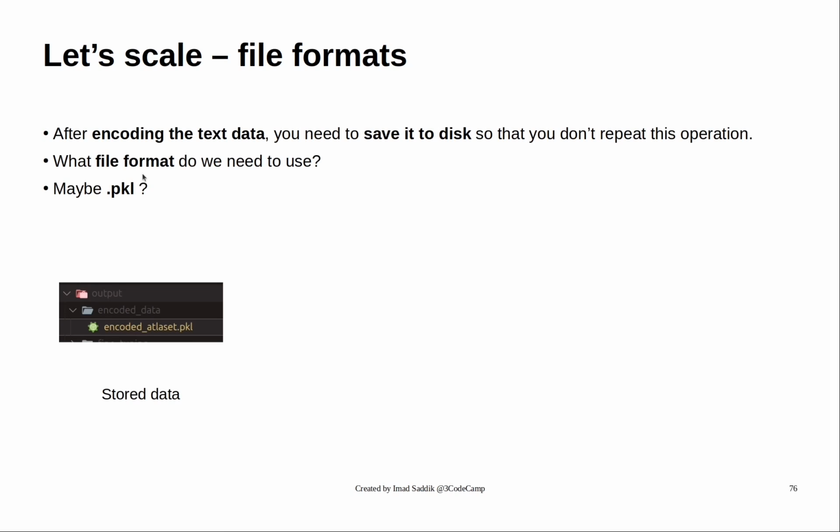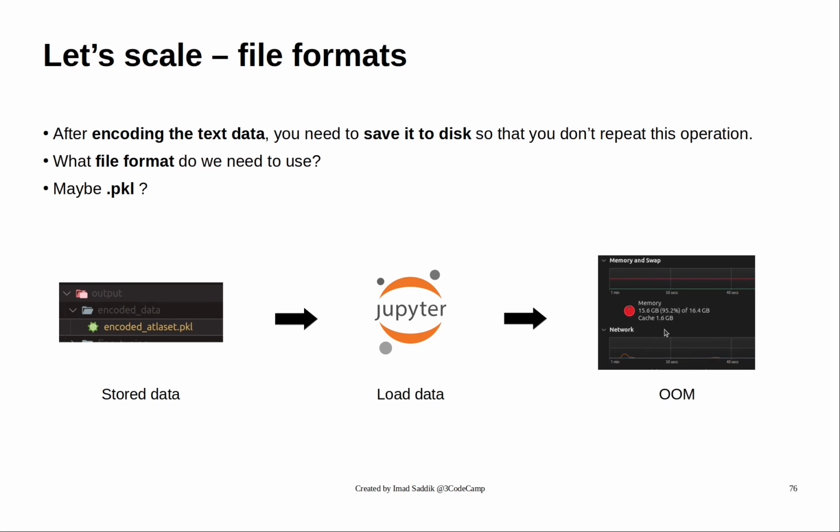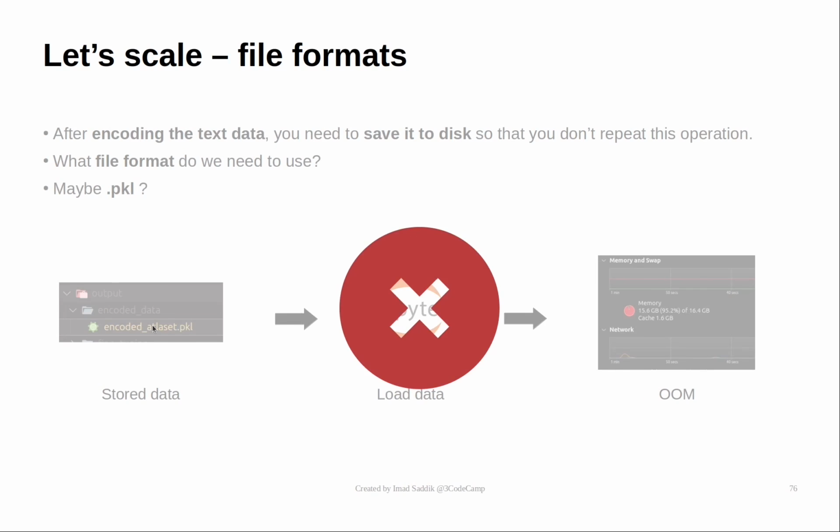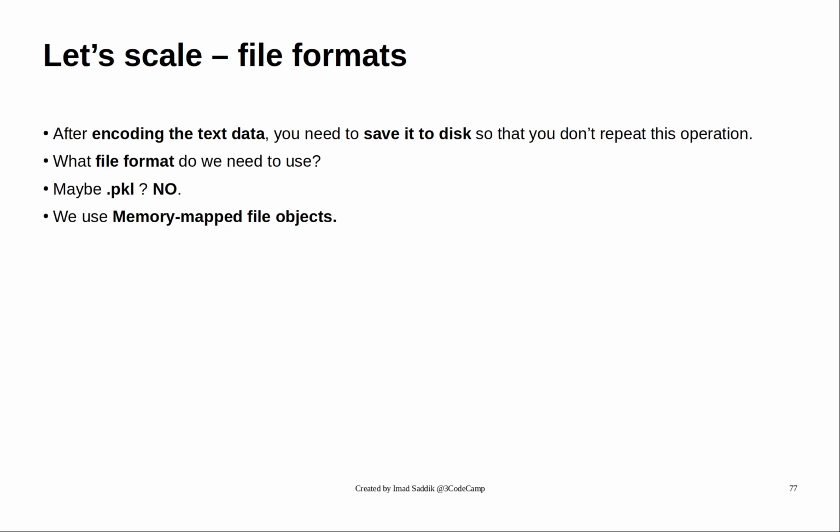Let me explain. If you save your tokens as a Pickle file and load it in your Jupyter notebook, you will get an out-of-memory error. This happens because the file loads everything from disk into RAM at once. Never do this if you are working with big data. Use memory mapped file objects instead.